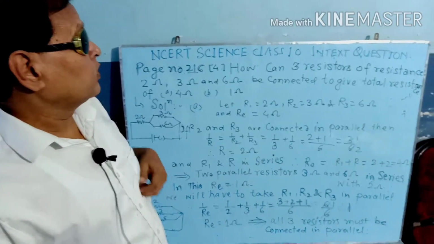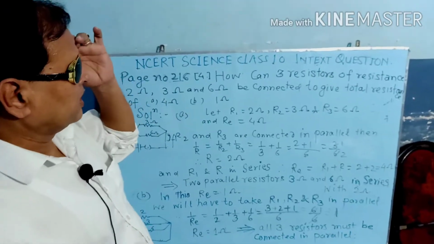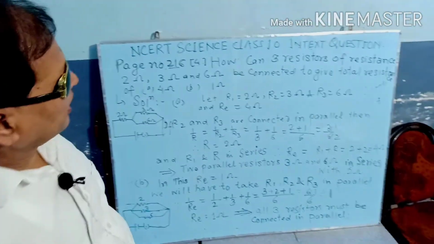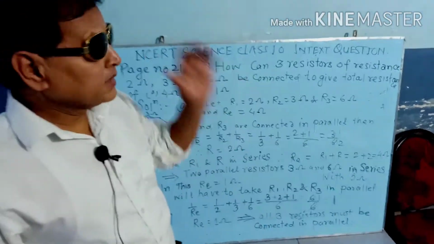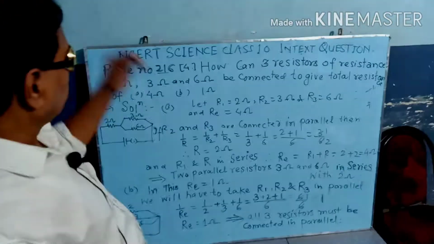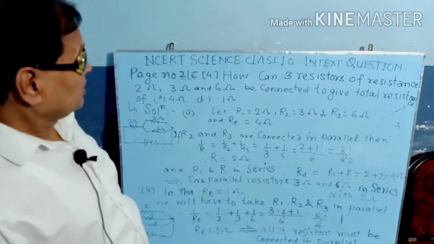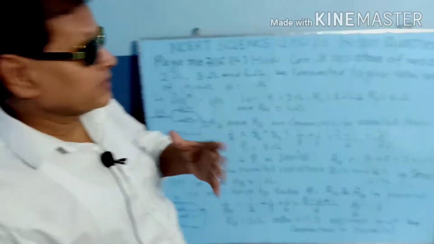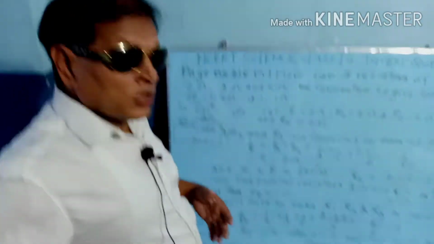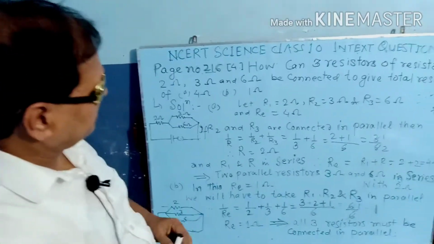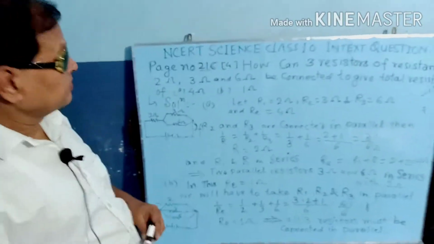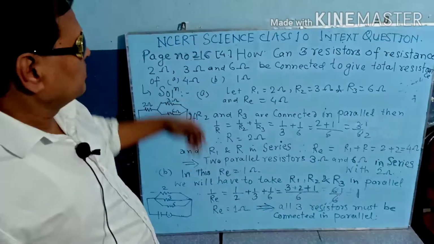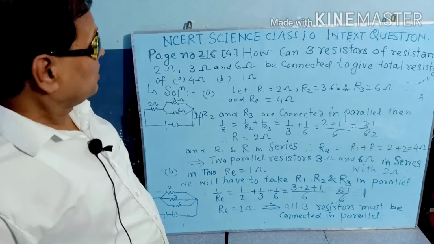Again I have come before you for your benefit and solution of numerical problems. We are doing the in-text question of page number 16 on the chapter electricity. Now understand deeply how a numerical can be solved. Here, fourth question is to be done.